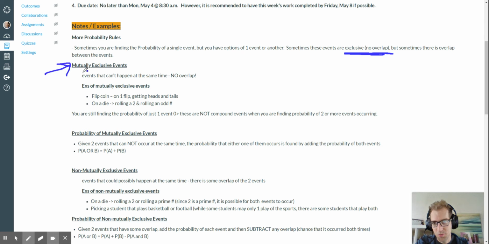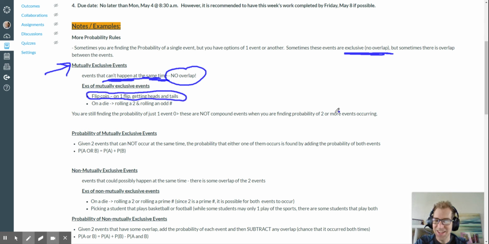The first one here would be mutually exclusive events. Those would be events that can't happen at the same time. So there's no overlap. Once again, they cannot happen at the same time. An example of that would be, this is just a really easy one, flipping a coin, right? On one flip, last time I checked, you're not going to get heads and tails.